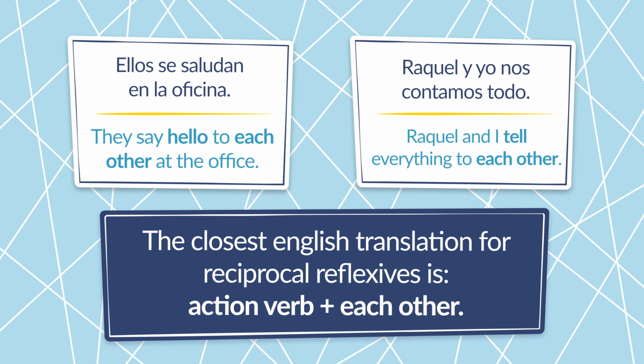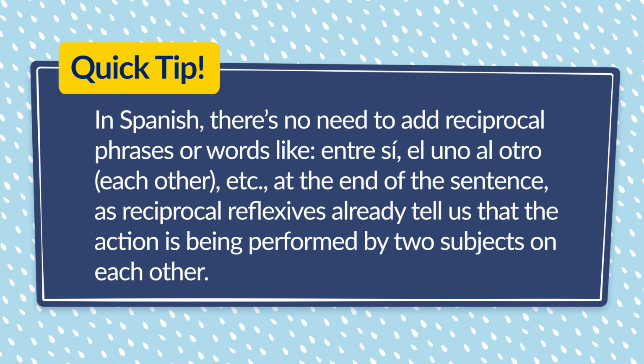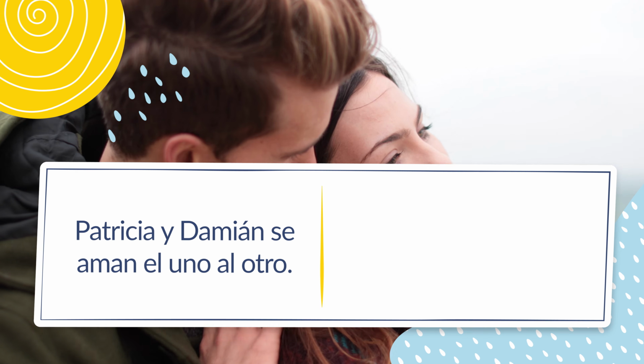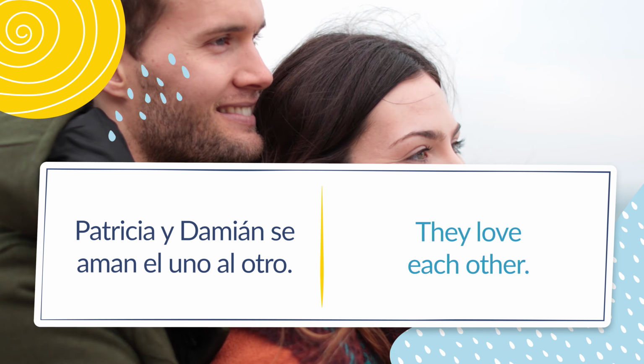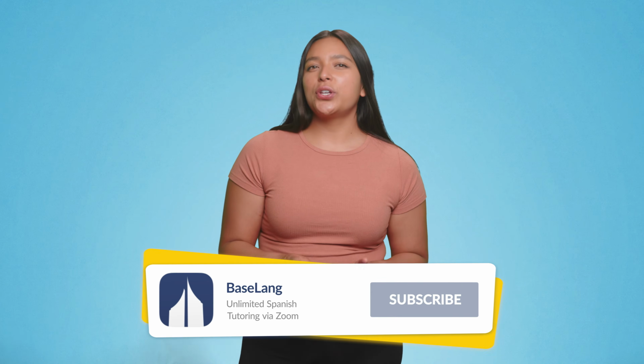You'll notice that in both these examples, the closest English translation for reciprocal reflexives is action verb plus each other. Now, quick tip. In Spanish, there is no need to add reciprocal phrases or words like entre sí, el uno al otro, each other, etc. at the end of the sentence, as reciprocal reflexives already tell us that the action is being performed by two subjects on each other. One of the only reasons you might use these words is to emphasize who is receiving the action. For example, Patricia y Damián se aman el uno al otro. They love each other.